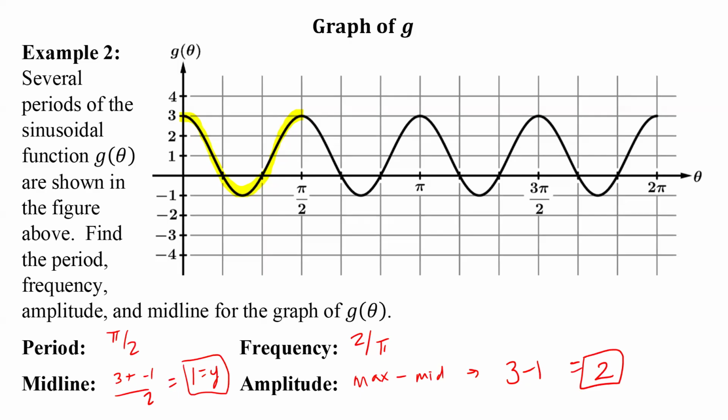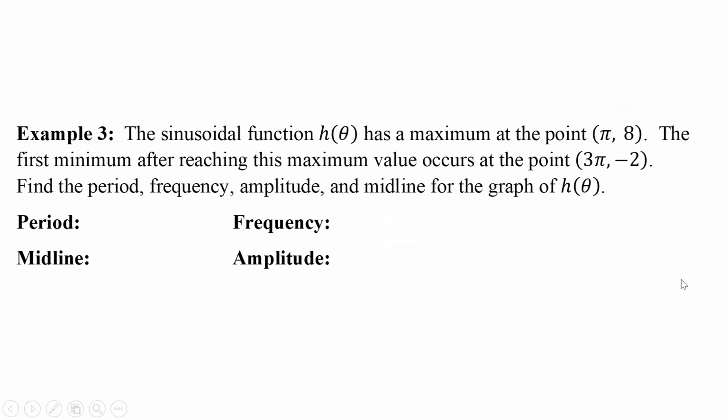So this is when we're given the graph to analyze. How do you think it's going to change when we're not given the graph? You can make a graph, but you've got to pay attention to the coordinates, okay? So it says here, the sinusoidal function has a maximum at the point (pi, 8). The first minimum after reaching this maximum value occurs at the point (3 pi, -2). Find the period, frequency, amplitude, and midline of this graph, okay?